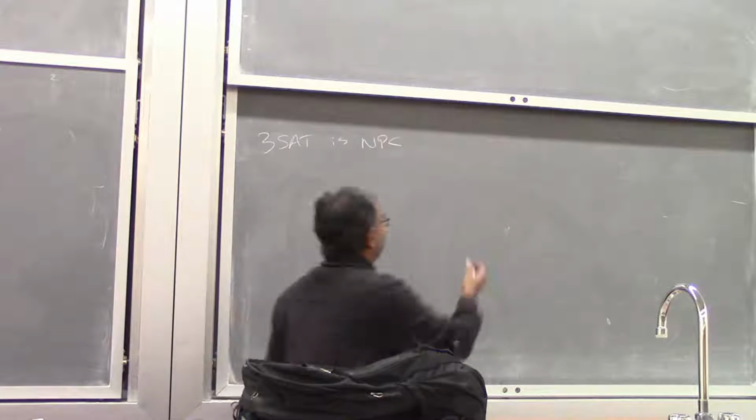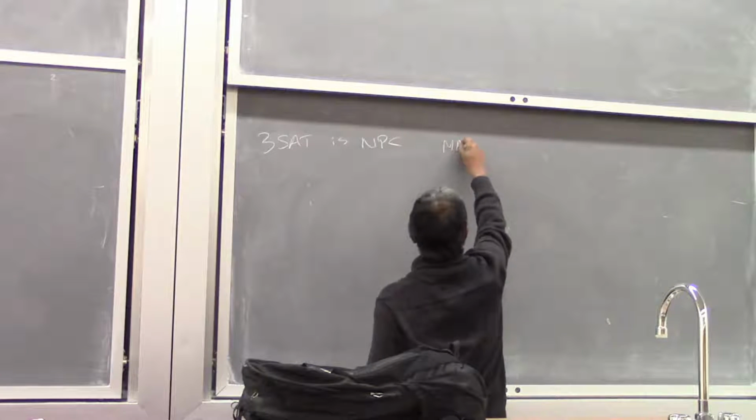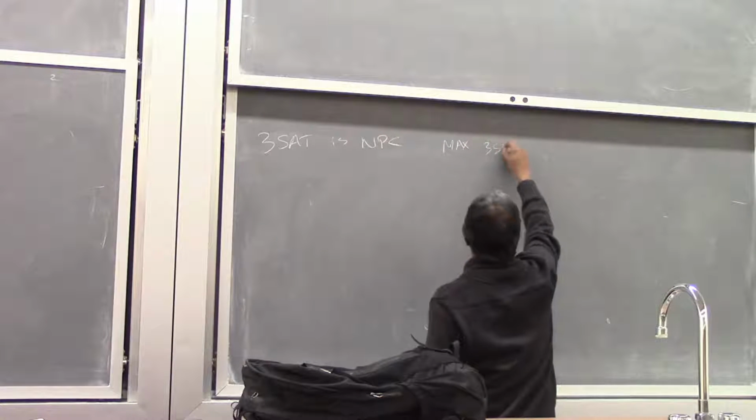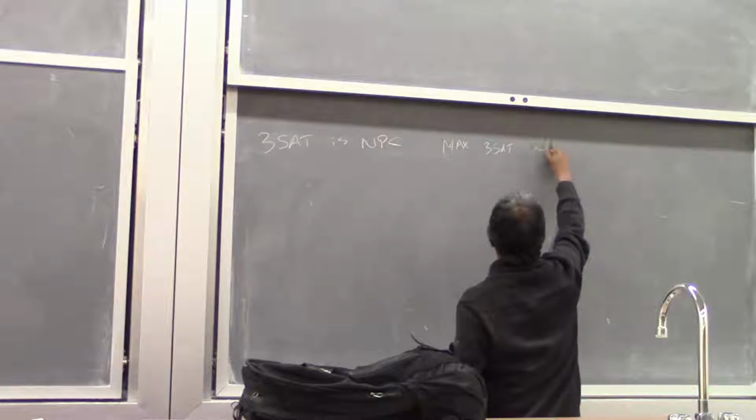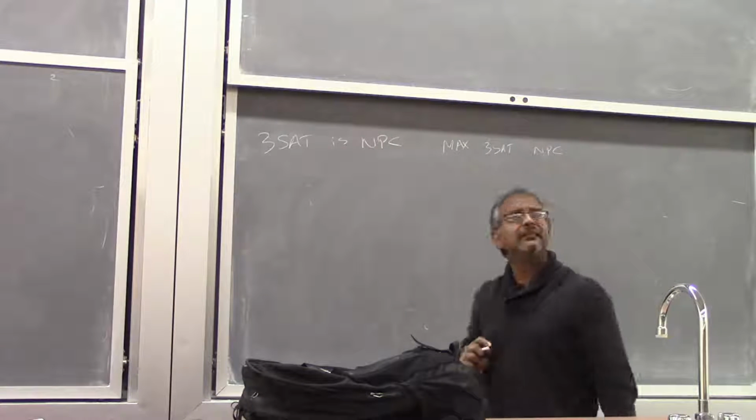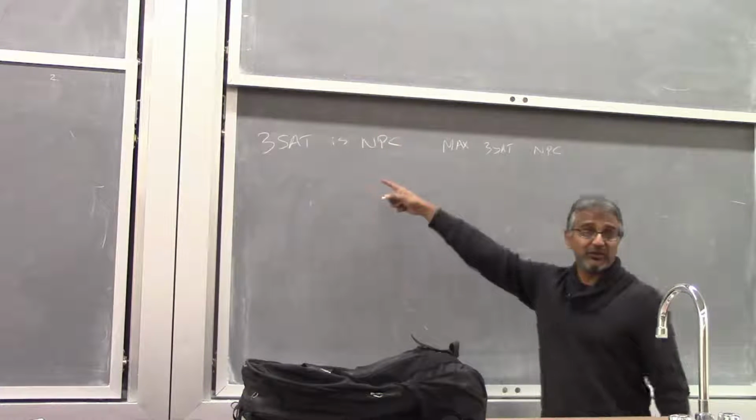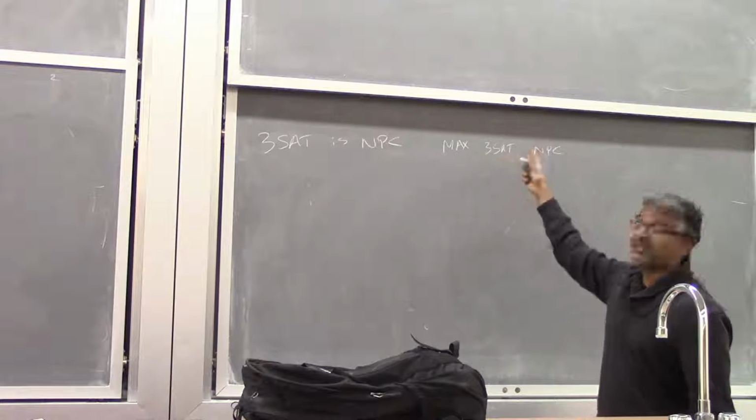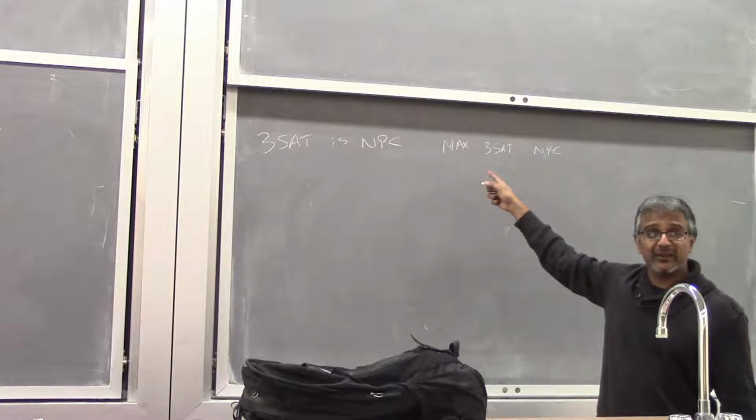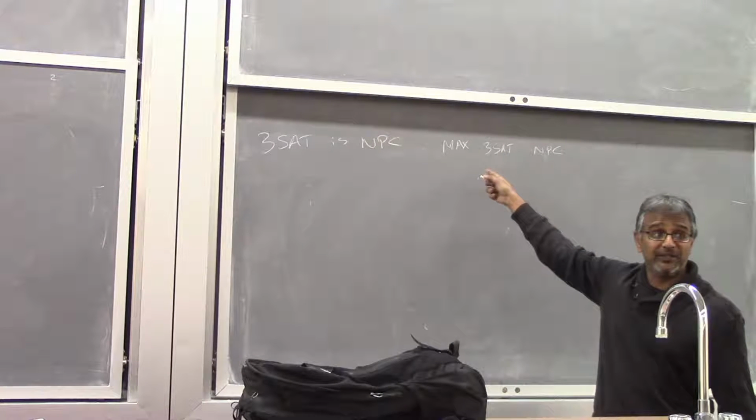We also know that max 3 SAT is NP complete, which kind of follows, right? Because if 3 SAT is NP complete, there's no way max 3 SAT can be polynomial. You see why? If 3 SAT is NP complete, which is checking if there's a satisfying instance, then max 3 SAT, which is satisfying as many clauses as possible, has to be NP complete as well.